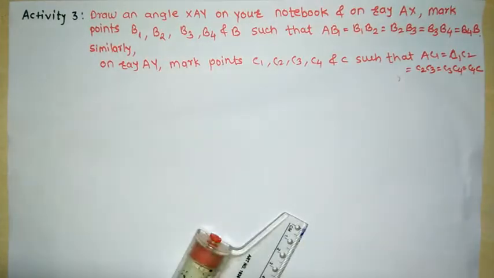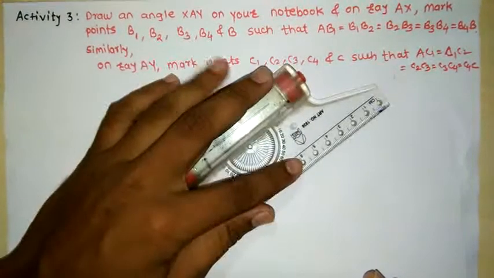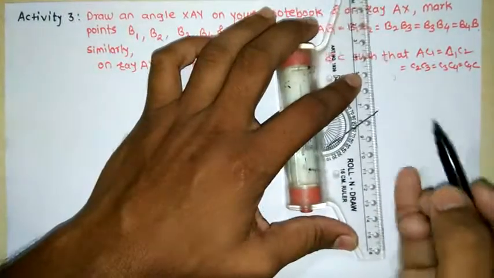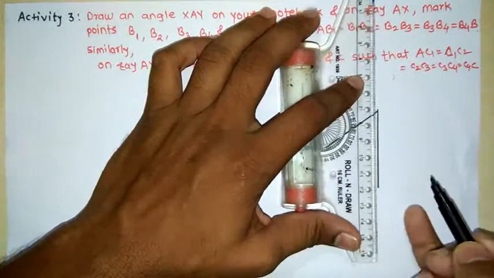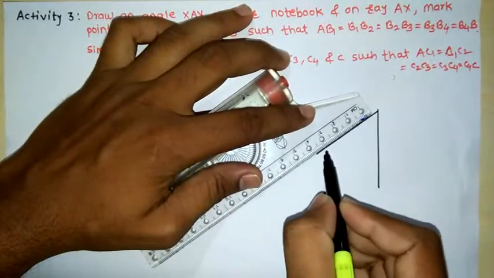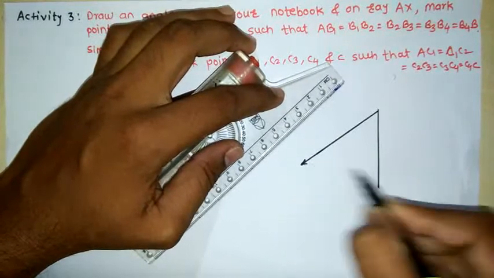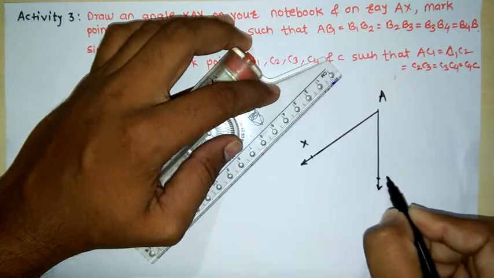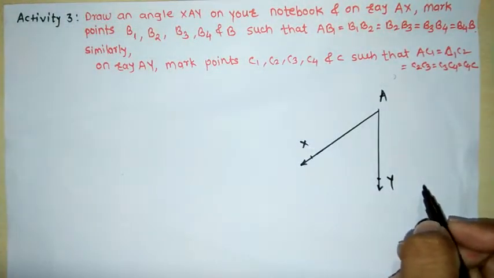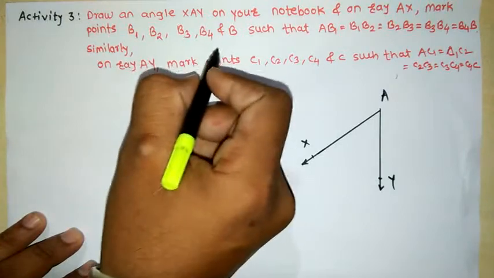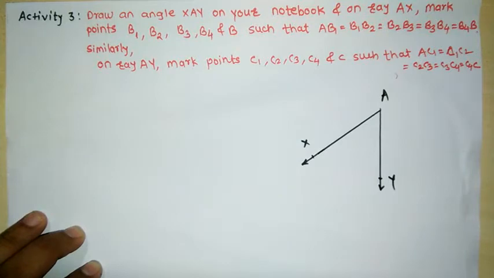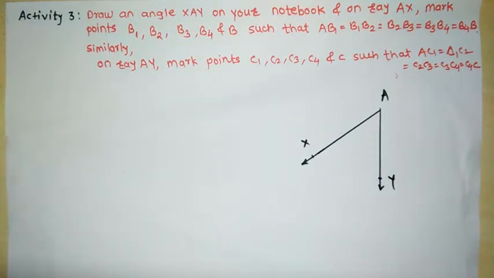Draw any angle. See, I will draw here one angle XAY. This is the angle XAY. We have to mark the points B1, B2, B3, B4 and B such that AB1 is equal to B1B2. Means we have to mark equal distances on the arm AX. On arm AX, what do you have to do? Equal distance we have to mark.